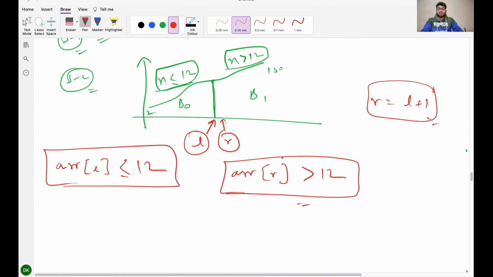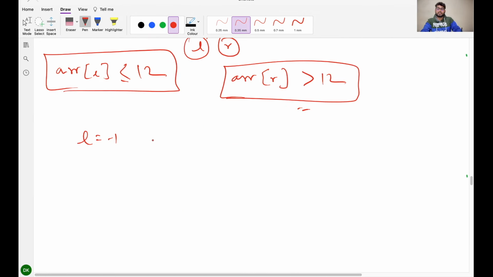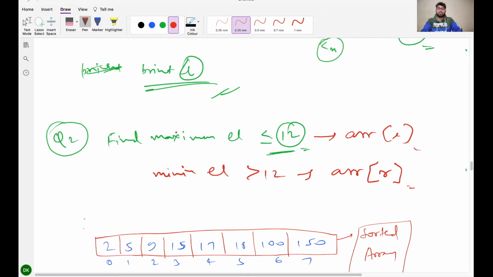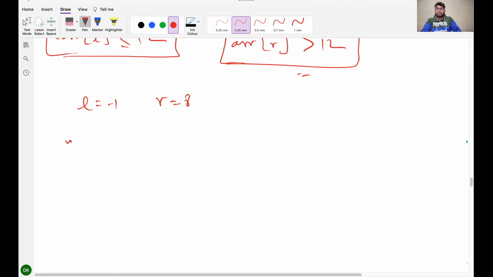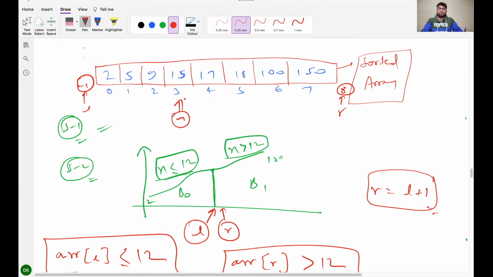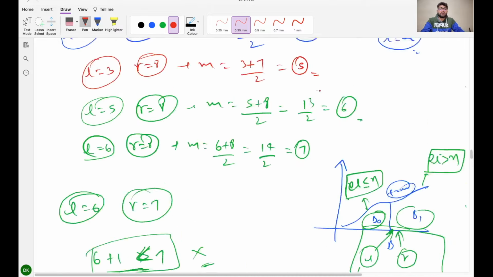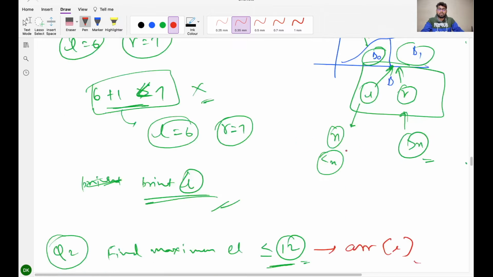Okay, so again let's take a dry run. First of all my L would be -1 and my R would be 8. For this my L is here and my R is at 8. Initially my M is (8 minus 1) divided by 2, that is 3. Initially my M is here. What we can see is that 15 is greater than or equal to my target element.